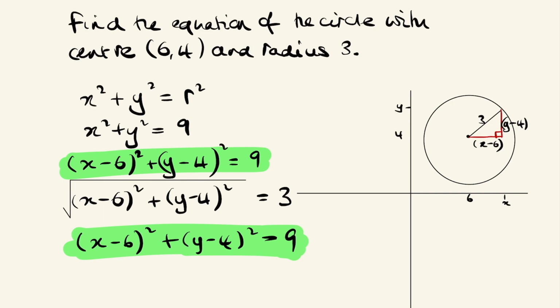So that's just a little proof of why this would be the case. But the shortcut, of course, is to see the coordinate, reverse the signs to minus, and remember to put it in the brackets, and then to square the radius. And that would give you the equation of this particular circle, centered at 6, 4, with a radius of 3. So there we go.